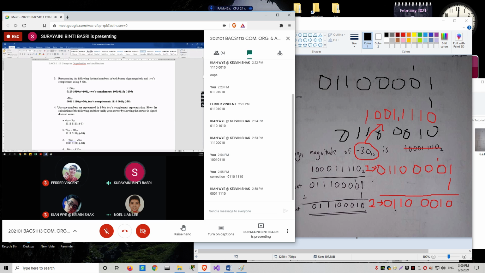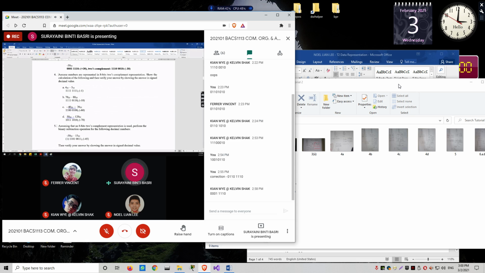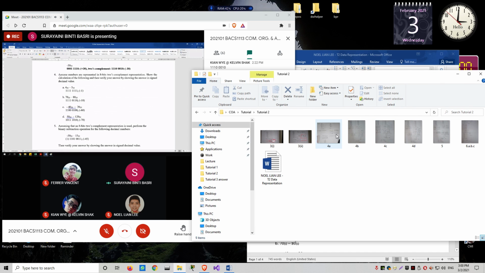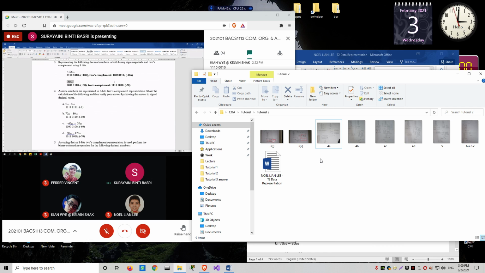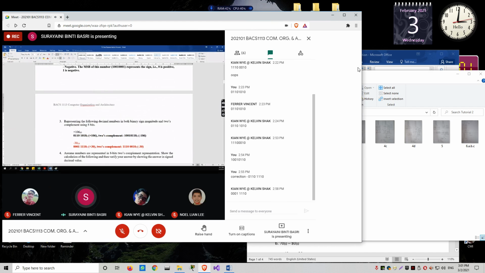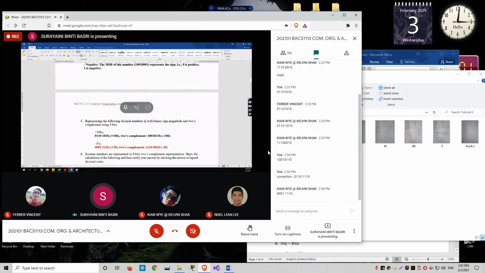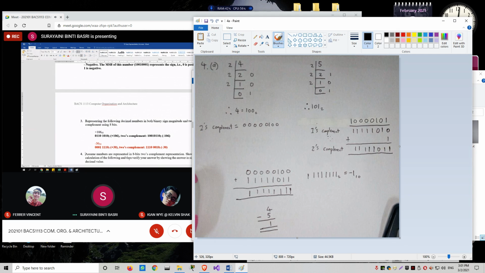Okay, so we proceed to question number 4 and then question number 5. After that we proceed to our lecture. Okay, so for question 4, assume numbers are represented in 8 bits two's complement representation. Show the calculation of the following and then verify your answer by showing the answer in signed decimal value.